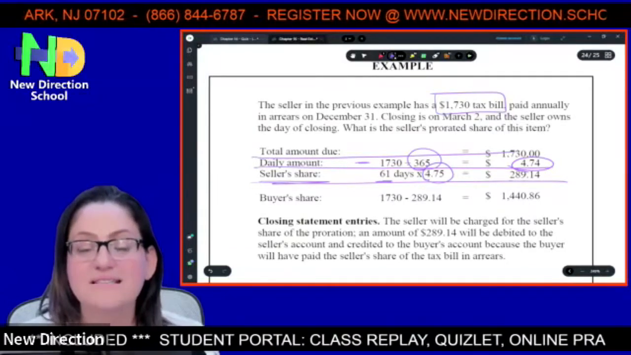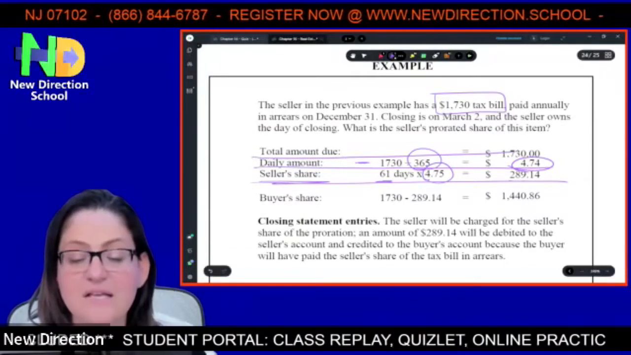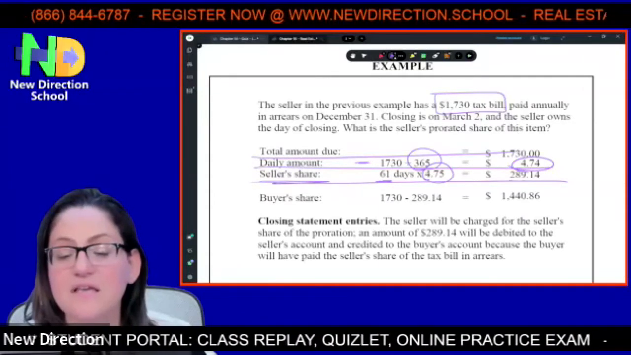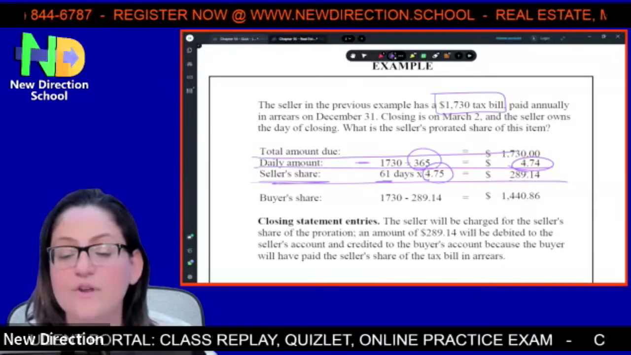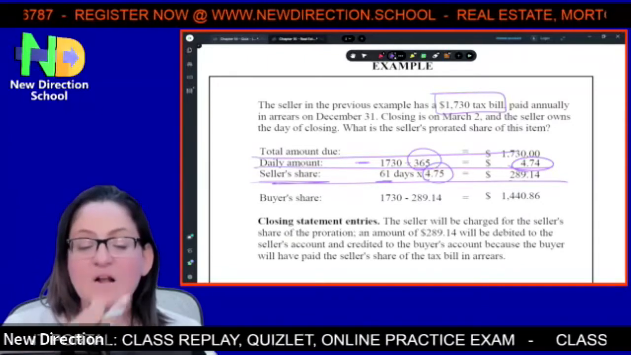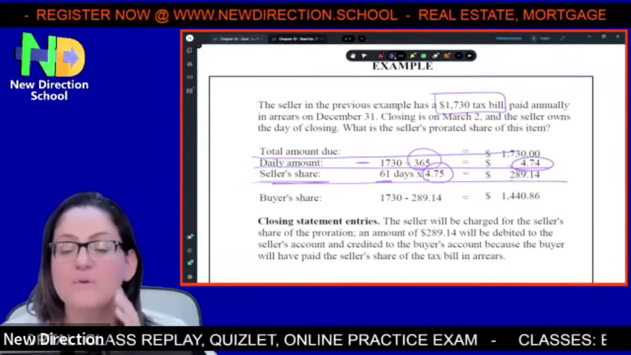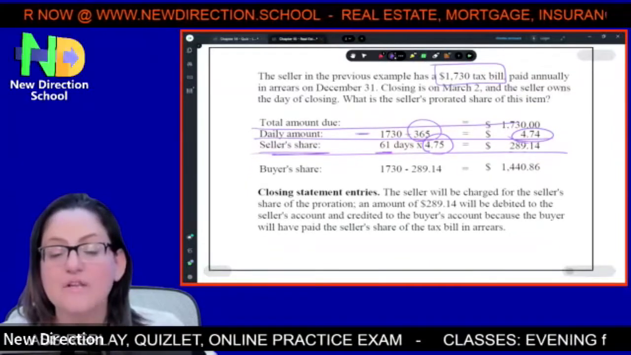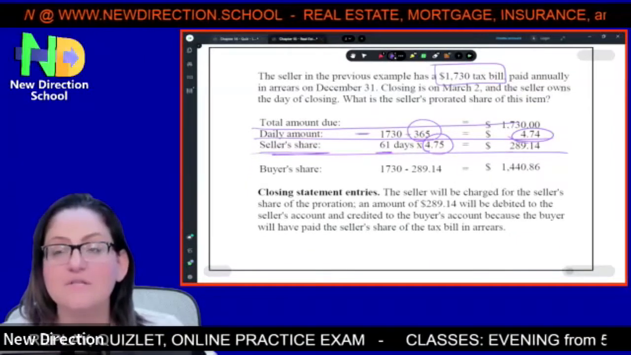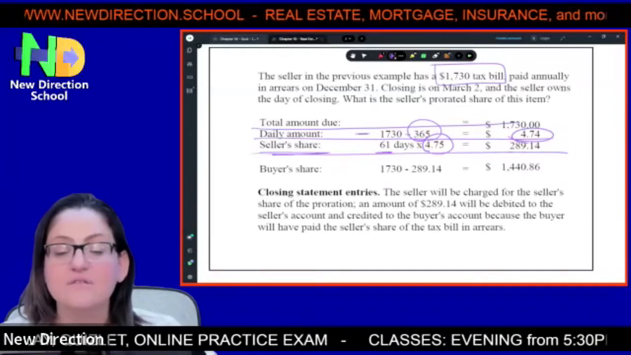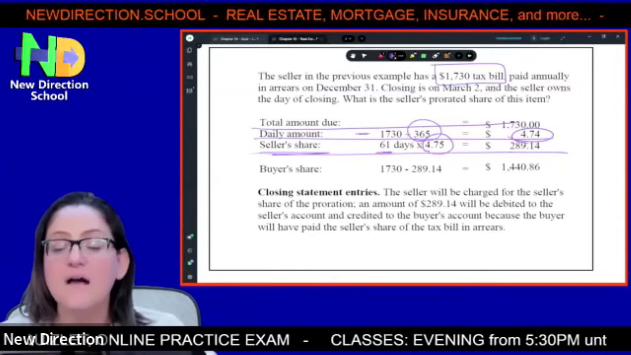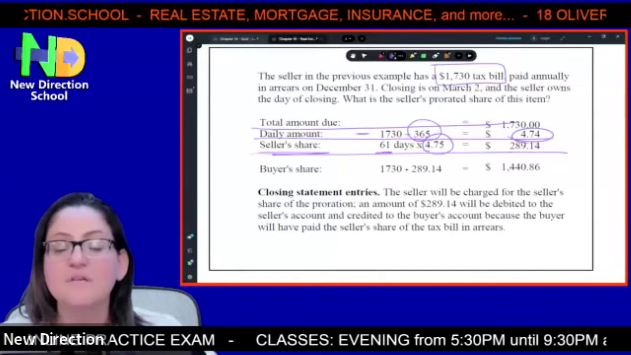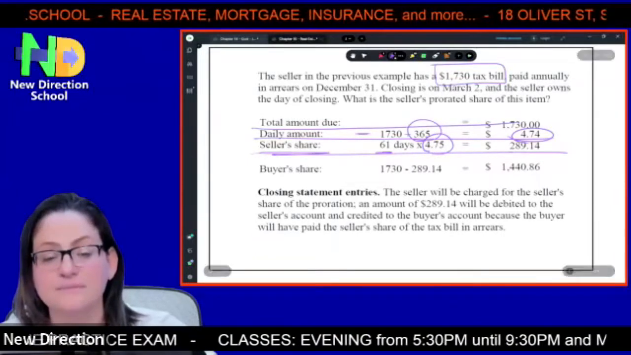$289.14. So it says that now the buyer's share is 1,730 minus 289.14 equals 1,440.86. Closing statement entries. The seller will be charged for the seller's share of the proration. An amount of $289.14 will be debited to the seller's account and credited to the buyer's account because the buyer will have paid the seller's share of the tax bills in arrears.